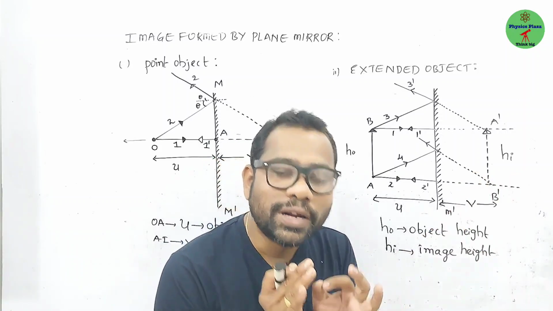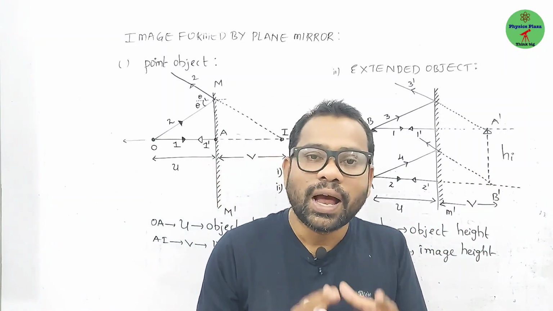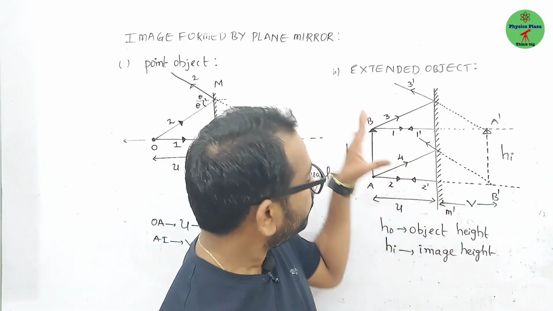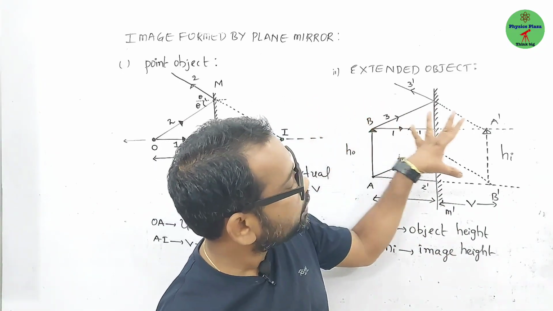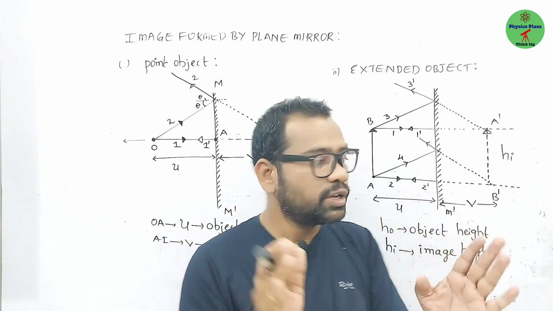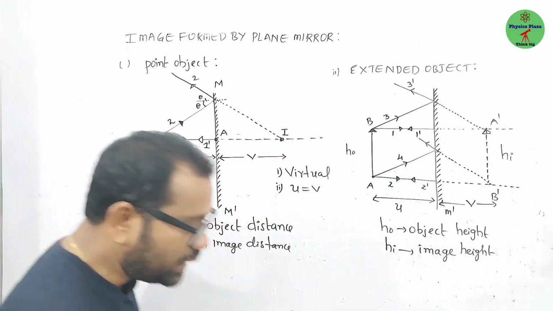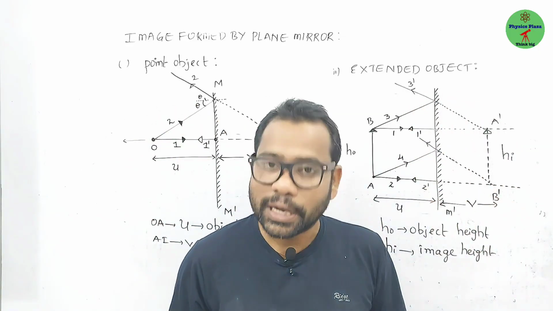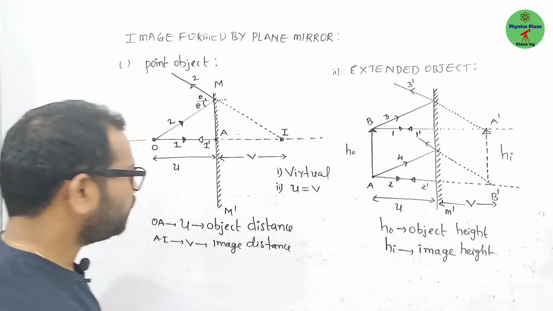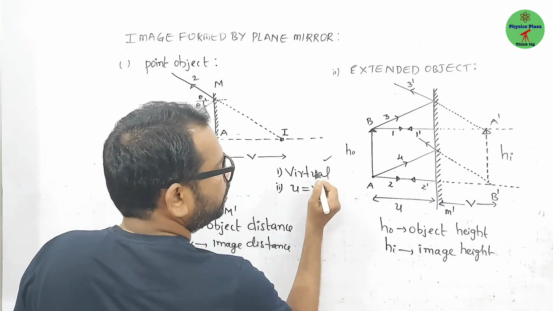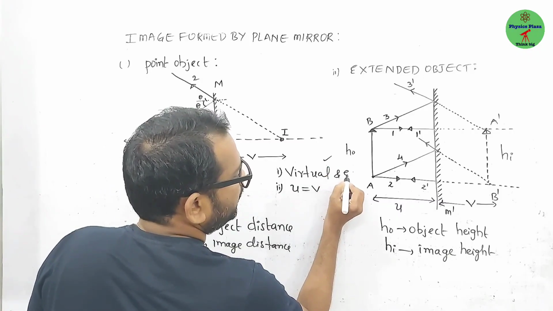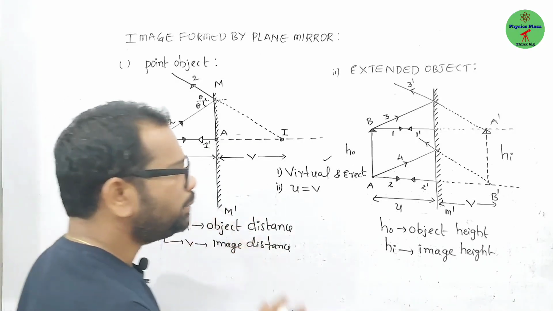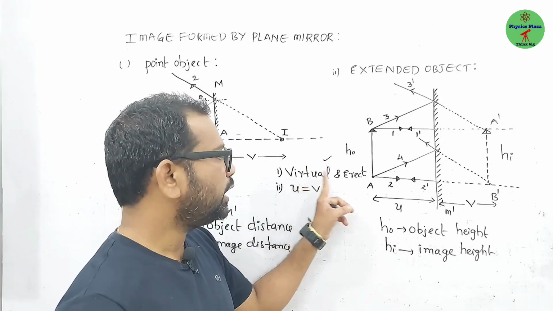Now you tell me, dear children, in this case also, is it a real image or a virtual image? 100% it is a virtual image only, because after reflection light rays are not meeting. Then what are we doing? We are producing the reflected rays back, so they are appearing to meet. So virtual image. So with these two cases, it is very clear that a plane mirror always forms a virtual image. I repeat once, a plane mirror always forms a virtual image. All virtual images are by default erect. So a plane mirror always forms a virtual and erect image.